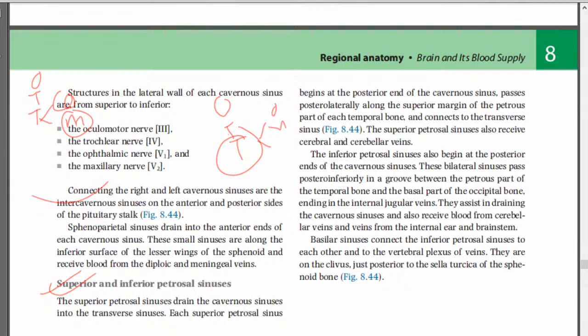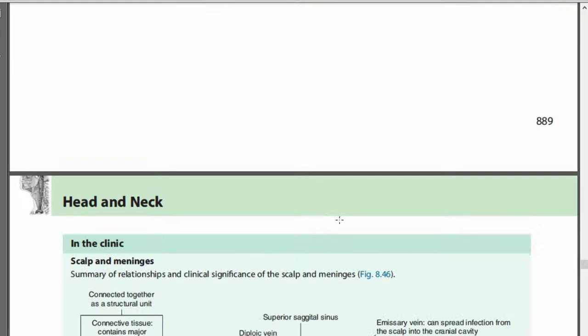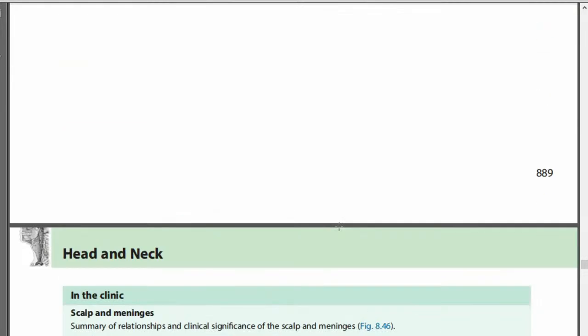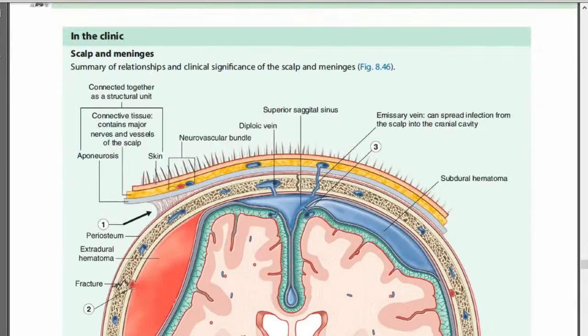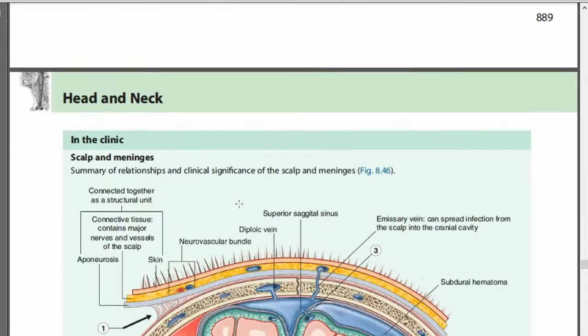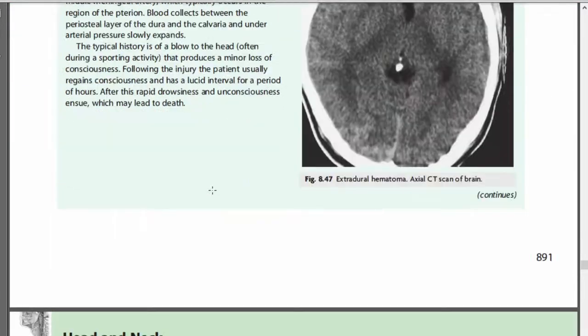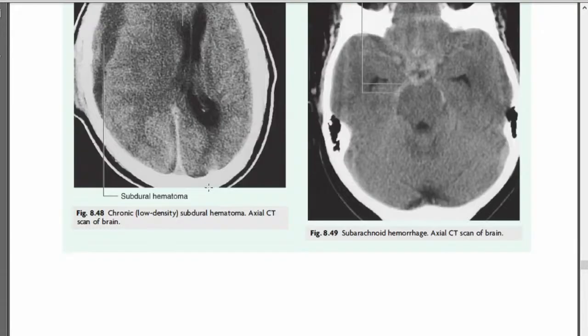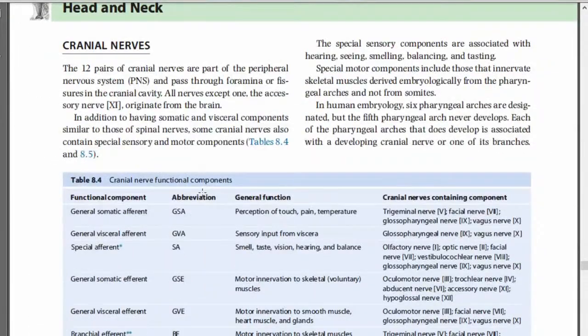Anterior venous complications due to the internal carotid artery. So what are these in the clinic, scalp and meninges? Okay, I think we're going to go to the scalp next. I don't need this.